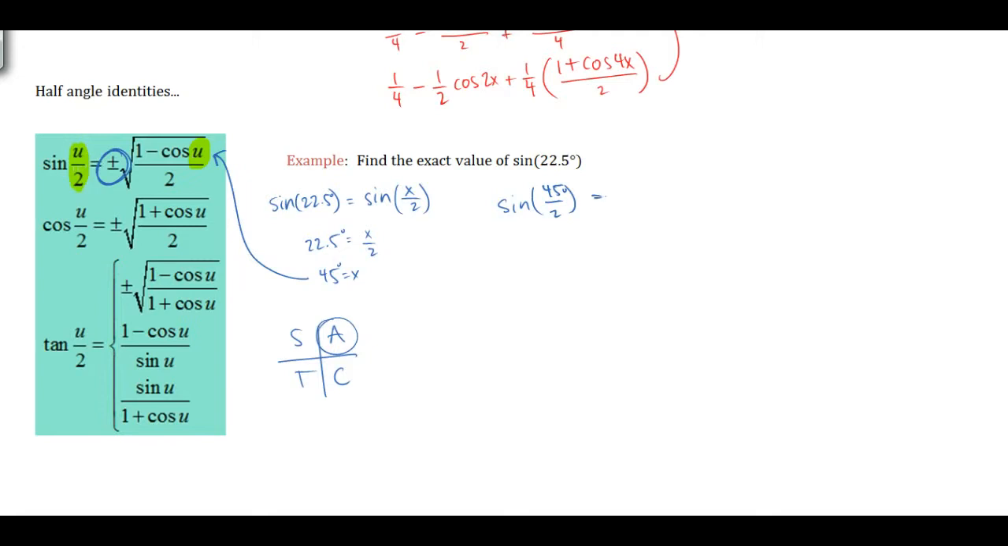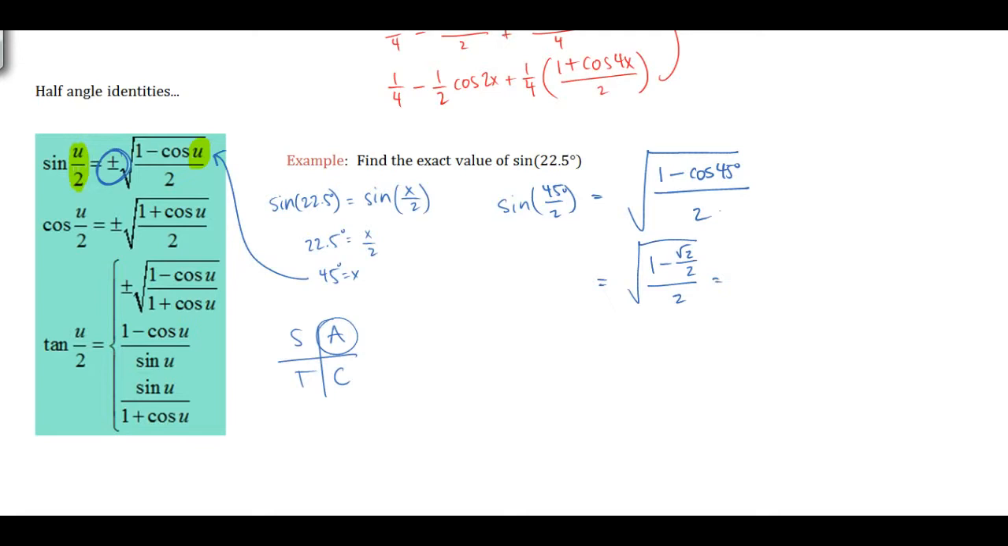Now I'm just going to go ahead and go to the formula. So here we go. We know it's positive. We know it's the square root of 1 minus the cosine of 45 degrees, all over 2. Now we know the cosine of 45 degrees is root 2 over 2, so it's 1 minus root 2 over 2, all over 2, all square rooted. There's that gross nesting. But let's just try to clean it up best we can.